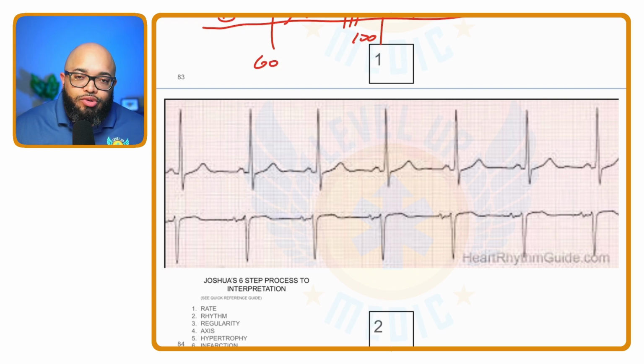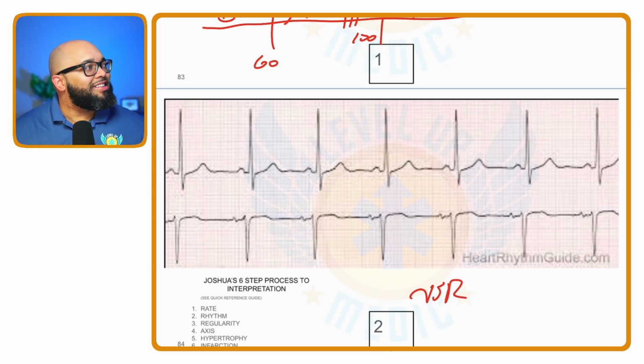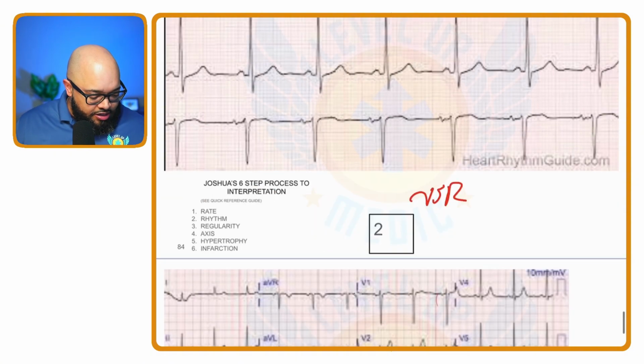And of course, the QT interval would be normal. There again, the QT interval needs to be half of the distance between the R to R. It's normal. There again, number 2 is also going to be regular. Step number 3 is regularity. I don't have enough information for axis, hypertrophy and infarction here, but EKG number 2 is also a normal sinus rhythm. Okay? Everybody good? Wave at me, guys. We good? All right. Now, let's keep going.